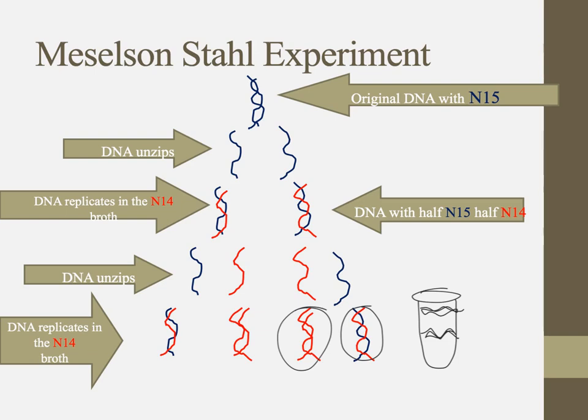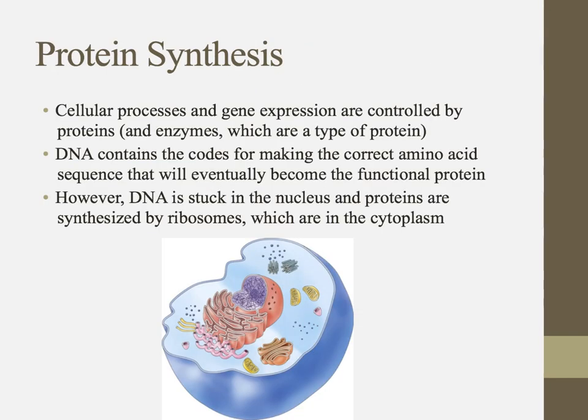You need to know both how they grew the different DNA strands here and how the density of those showed what was going on in the actual process. Okay, so DNA replication is done. We've talked about that, it's semi-conservative. Now we're going to move on to the next two processes, which are transcription and translation. And those are processes that have to do with making proteins.